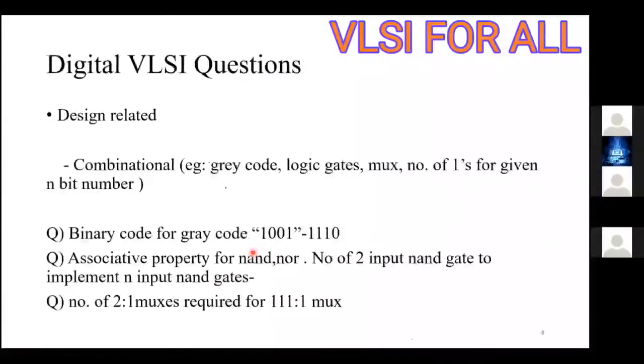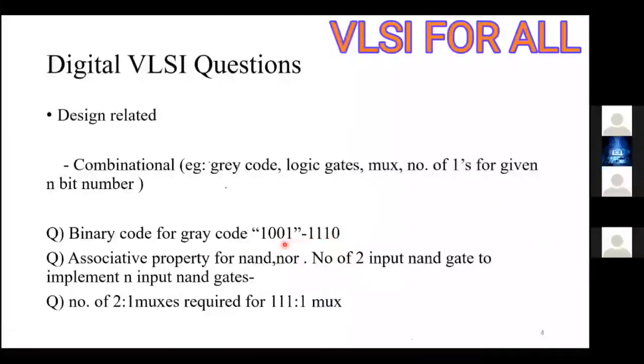Okay. So coming to the questions, these are a few of the questions which some of the interviewers have asked me during the interview. Coming to the combinational part in digital design, we can expect questions from these following topics like the gray code, logic gates, muxes. For example, here you can see that this is a very basic question, but just to get a good start. The binary code for the gray code 1001 is 1110.